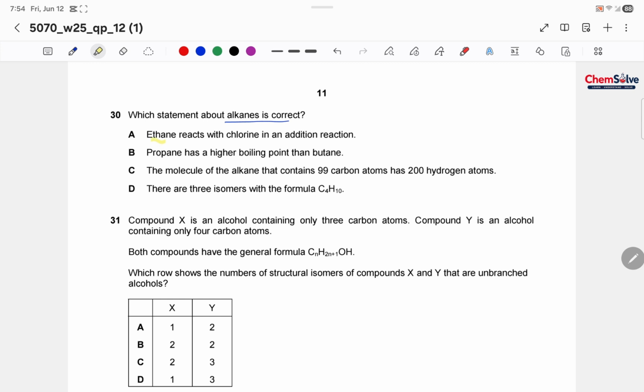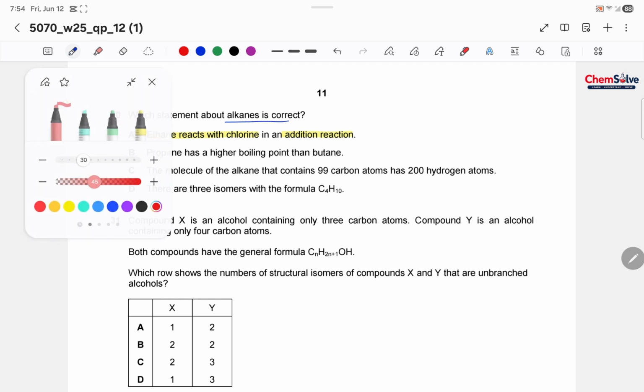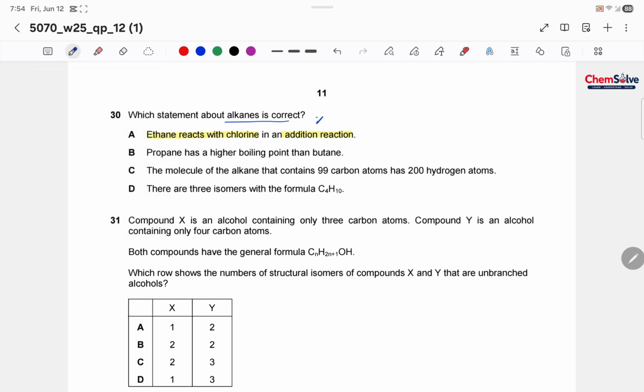Ethane react with chlorine in an addition reaction. No, this statement is incorrect. Ethane react with chlorine and this reaction is called substitution reaction, not addition reaction. Addition reactions are the property of the alkenes instead. So this is wrong.